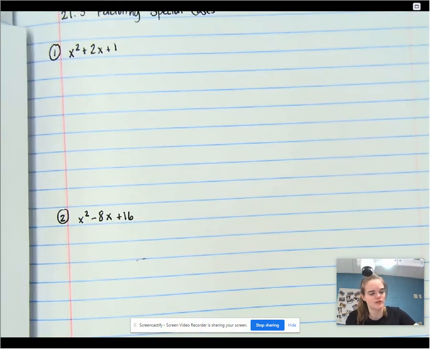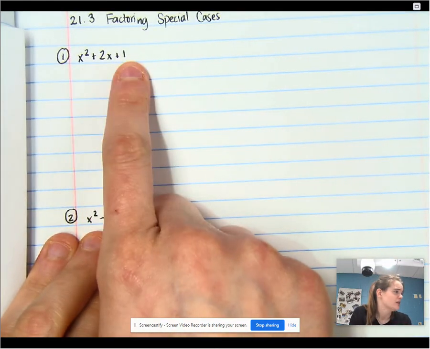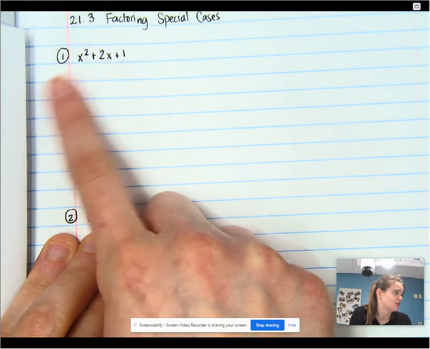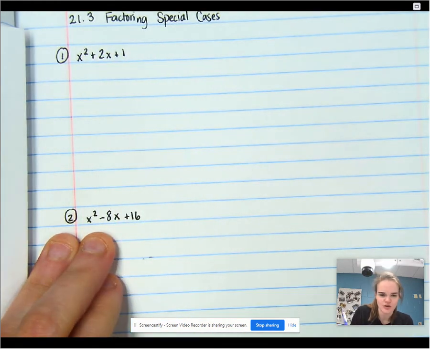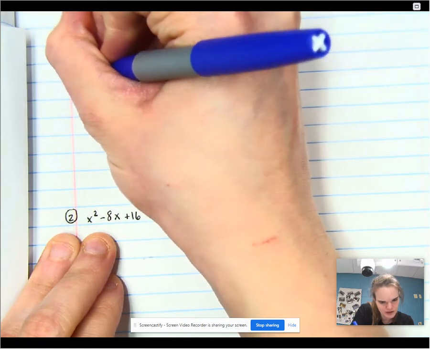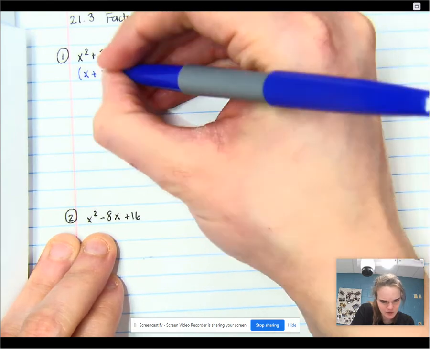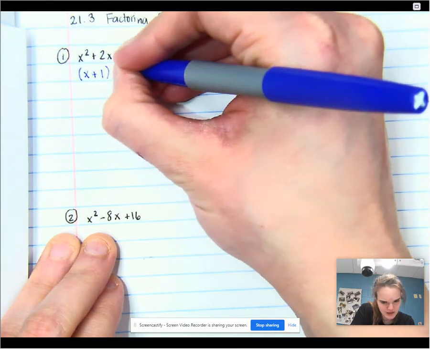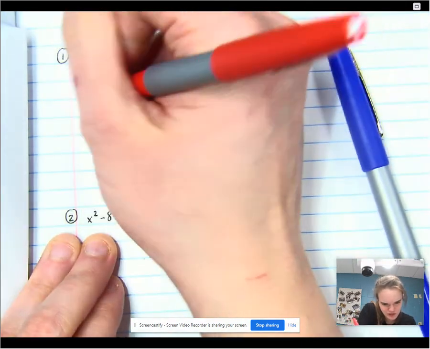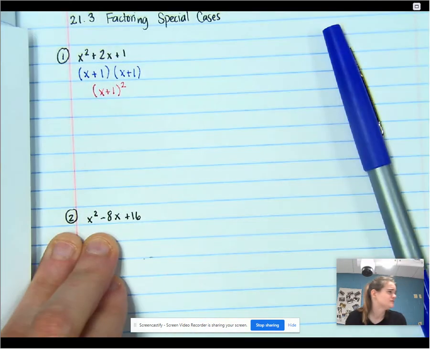Number one is a perfect square trinomial, meaning this is a square, and then the number in the middle is 2 times the squared pieces. So I have x squared, the square root of that is x, plus, because everything's plus, and the square root of 1 is 1. And then I double that. Now remember, to get the final answer, I'm going to write x plus 1 squared.